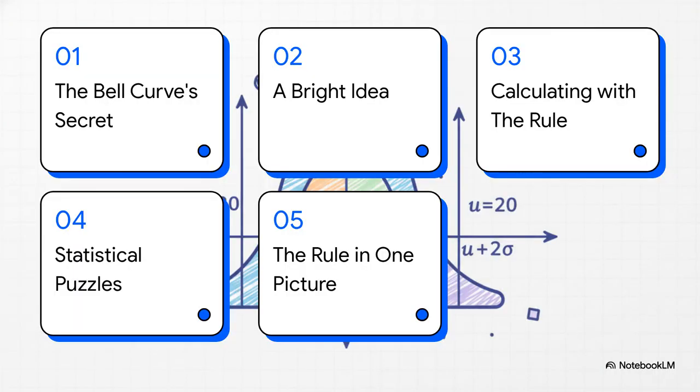So here's the game plan for this explainer. First, we'll unpack the secret numbers behind the bell curve. Then, we'll use a bright idea, literally, we're going to talk about light bulbs, to see how it works. After that, we'll do some calculations, solve a few tricky statistical puzzles, and at the end, we'll put it all together in one big picture.